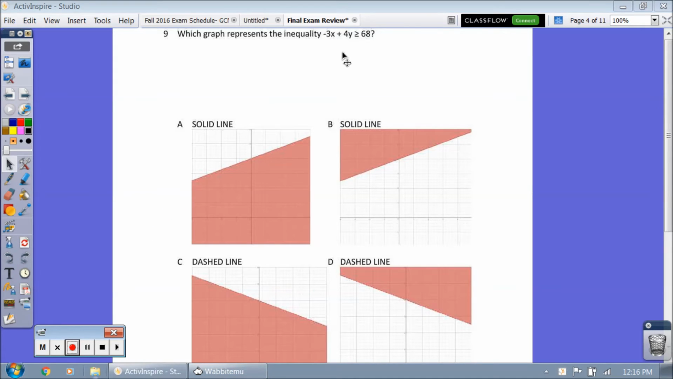Which graph represents the inequality? We're going to see if we can do some elimination here. If you look at the inequality sign, it's a greater than or equal, which means it is a solid line. It will not be a dashed line. So C and D are gone.